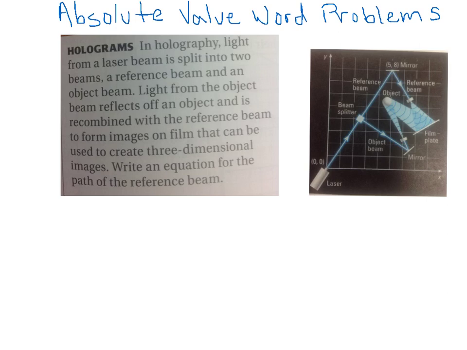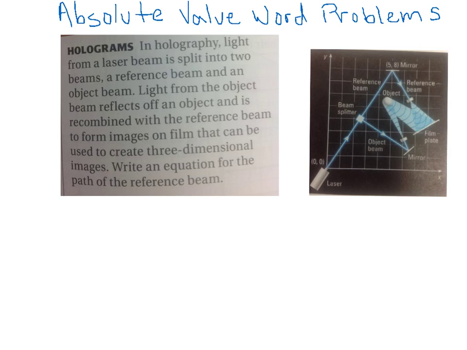It also talks about an object beam, but what we're looking at for this problem is the path of the reference beam. So if we look at our picture over here, here's our laser. It shoots off. It comes up to the point 5, 8 where the mirror is, and then it comes back down. This part where it comes back down, that's my reference beam. So this is the part of my graph that I'm trying to write the absolute value function for. Since 5, 8 is here at the tip, at the point, that would be our vertex.